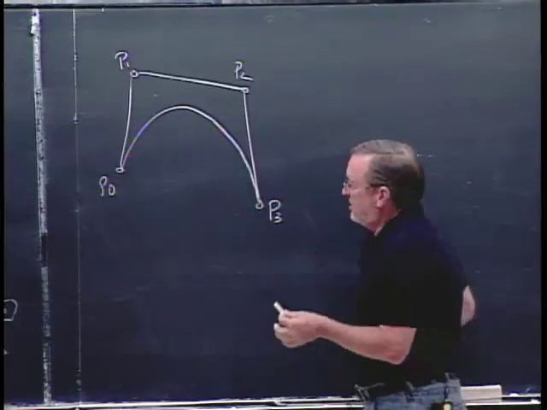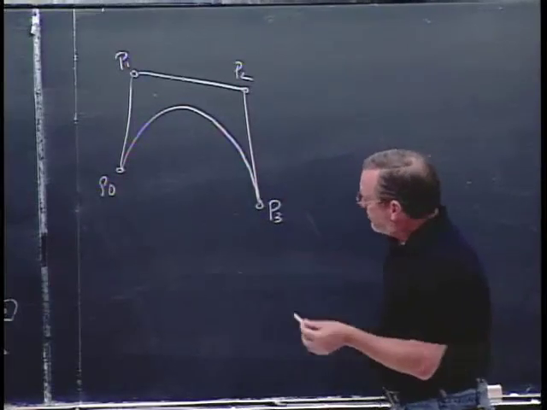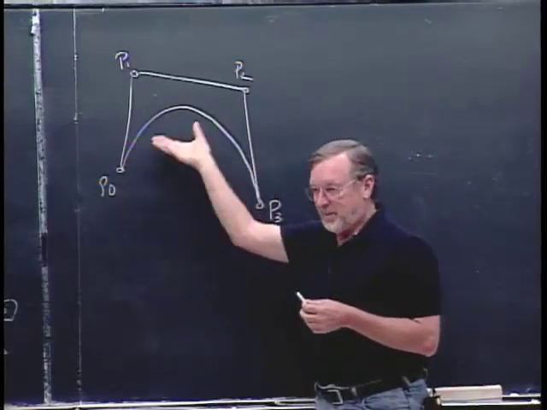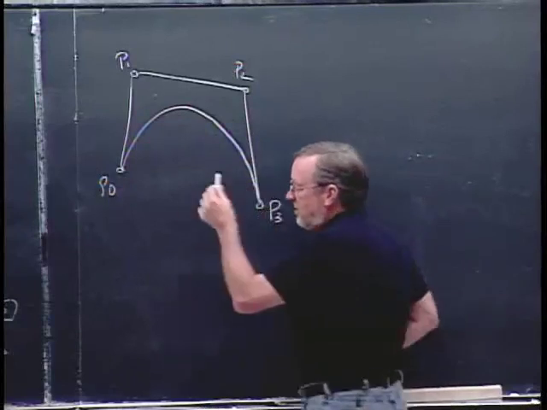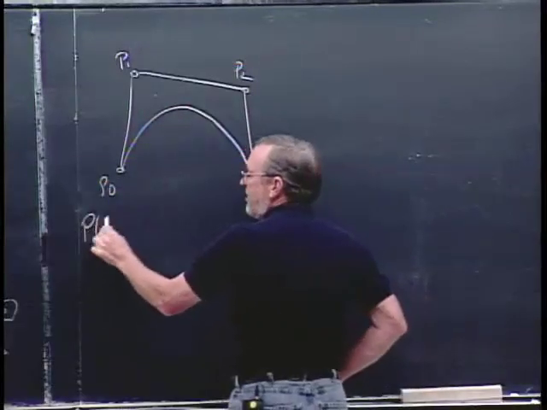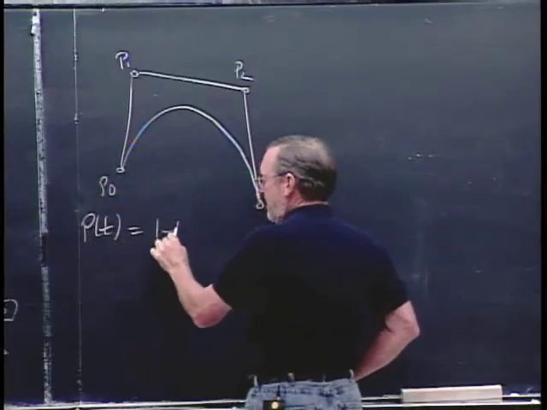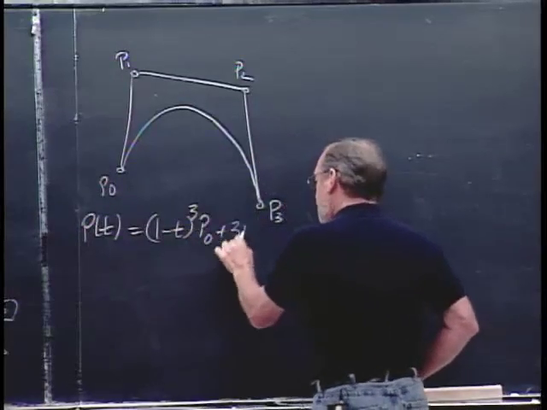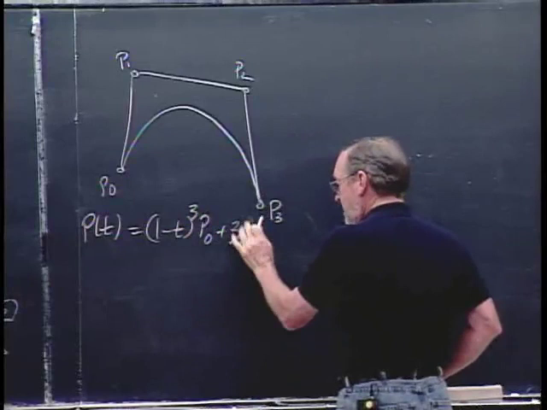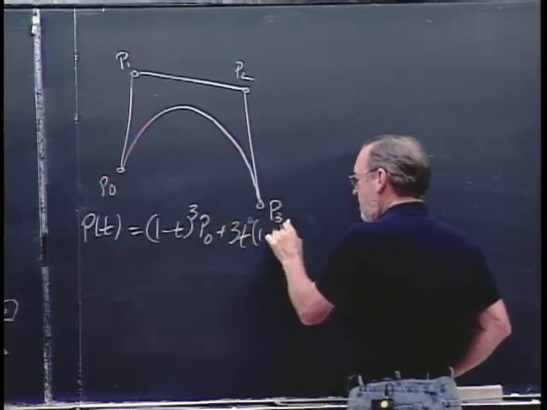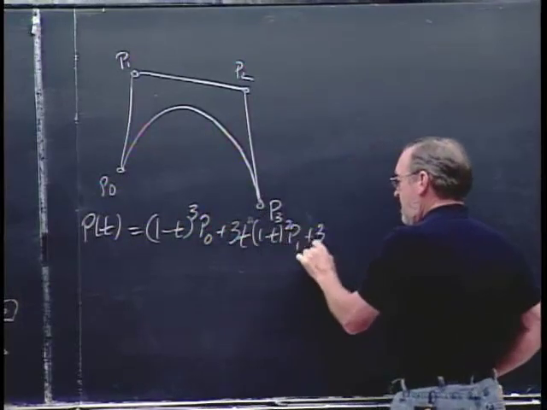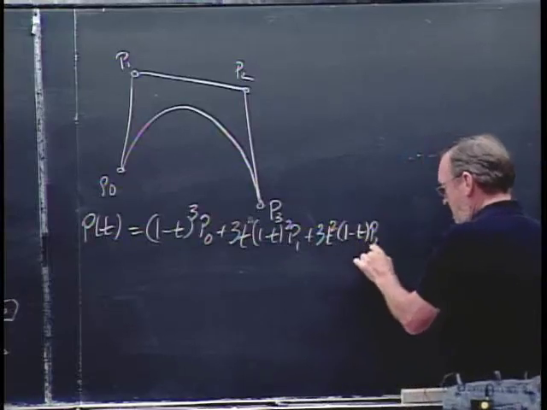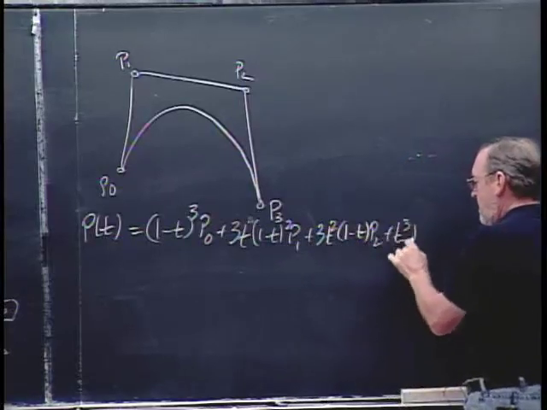They work pretty well in general. And if you remember, we could actually write down the equation of this puppy, right? And it was actually pretty easy to do. If you wrote something like this, it was (1 - t)^3 p0 + 3t(1 - t)^2 p1 + 3t^2(1 - t) p2 + t^3 p3.